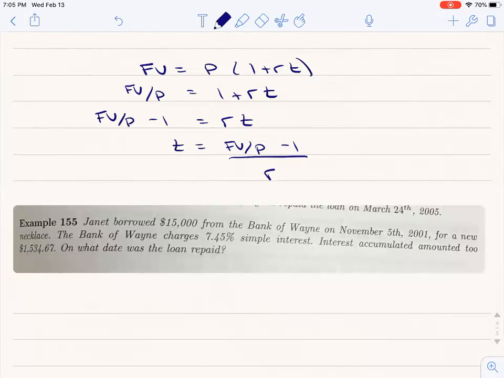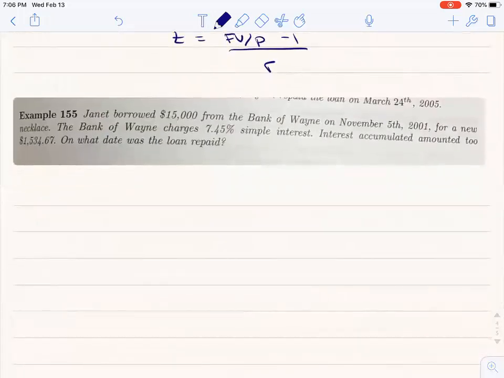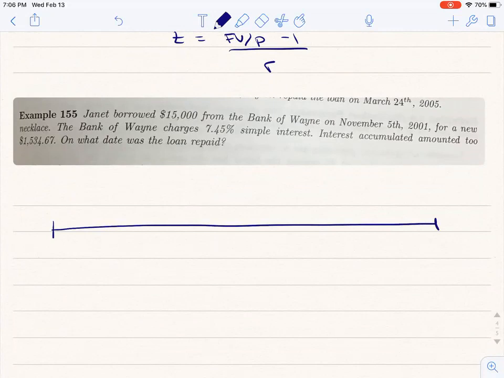So now we want to know not just how long it took, but on what date, if we're working from November 5th, 2001. Like I said, I'm going to start mapping this out as a timeline just to get a handle on all the information that we've been given. So we'll start here with the timeline. There's really just a start and an end point. She borrowed some money on November 5th, 2001, and we want to know, when did she repay it? So we can just put a question mark up there.